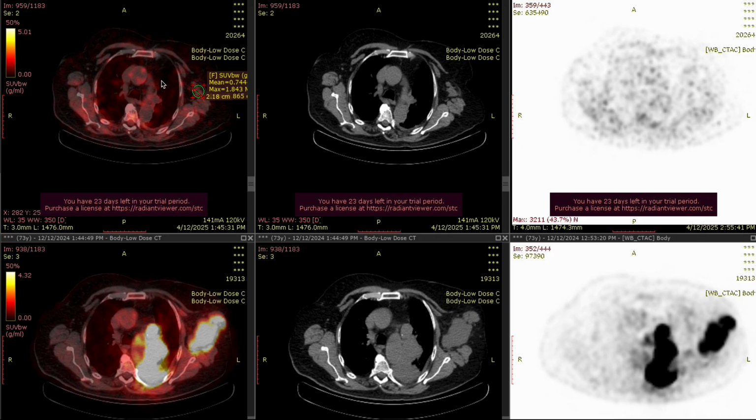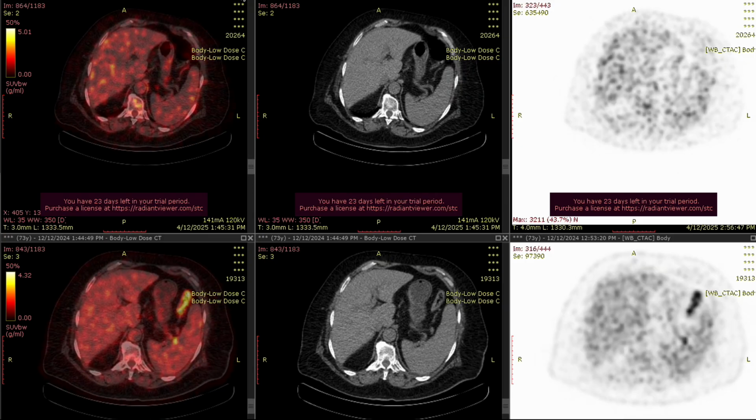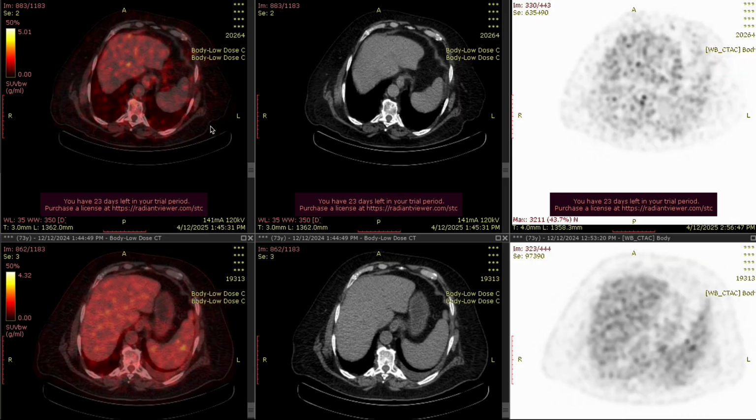Scores 3, 2, and 1 are called complete metabolic response. Deauville 3 is less than or equal to the liver activity, Deauville 2 is less than or equal to the mediastinal, and Deauville 1 is no uptake. This is the activity, with SUV max 1.8. When we compare it to the liver, it will be around 2.9, around 3.